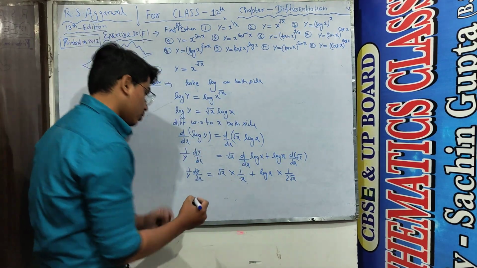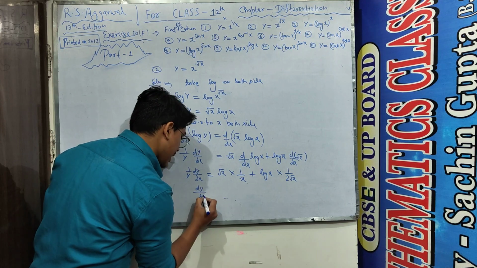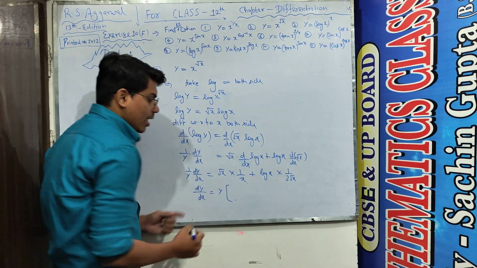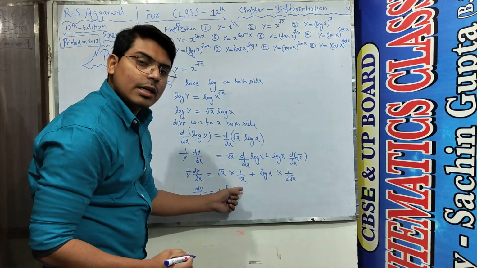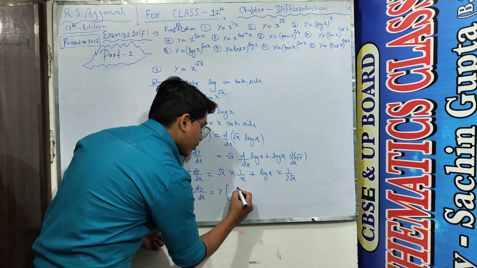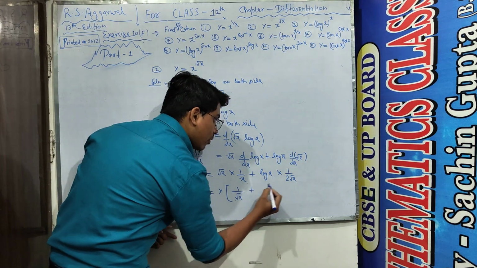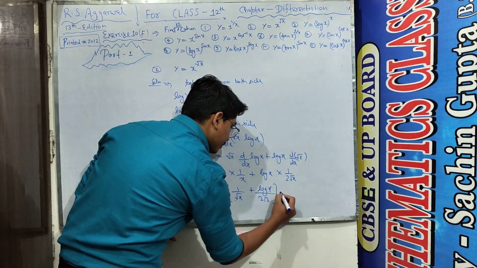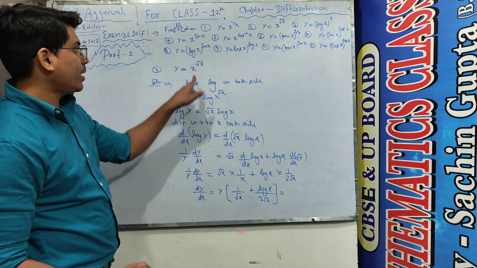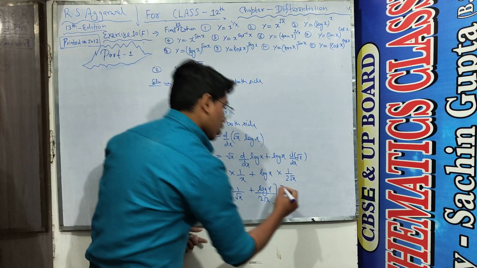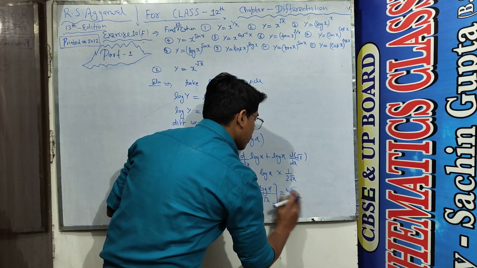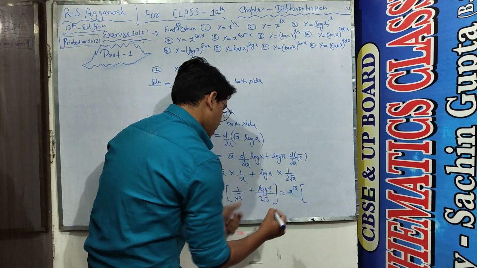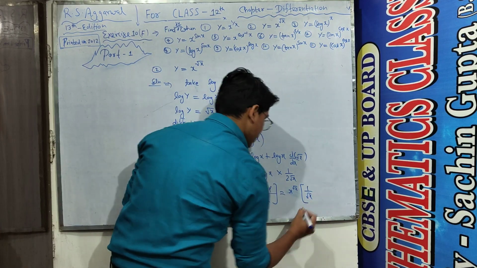Now this y goes to the right hand side, where it comes in the multiplication. When we solve root x by x, it becomes 1/root x, and this becomes log x/(2 root x). And the value of y is x raised to the power under root x. So I write here x raised to the power under root x, times this 1/root x.